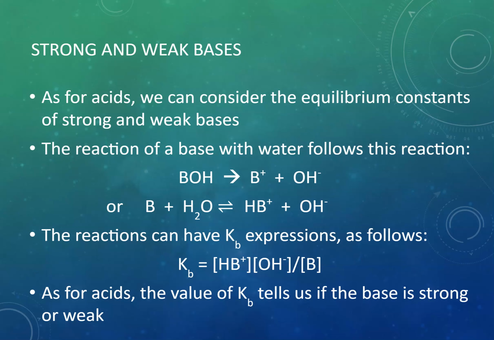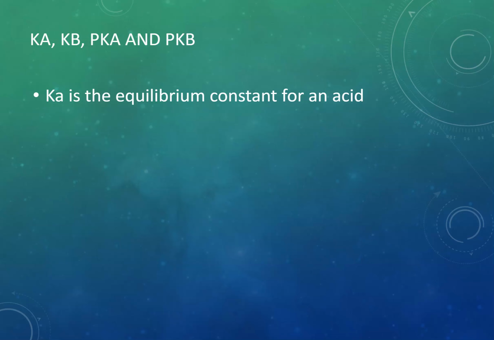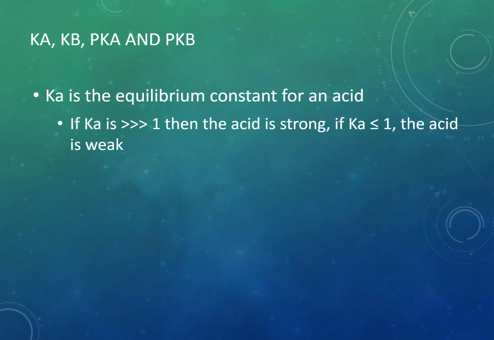Now, if we tie the information about Ka and Kb together with what we know about weak acids and conjugate bases, or weak bases and conjugate acids, then actually there's a lot of things we can put together. Now, just a quick word on notation first. Okay, so Ka is the equilibrium constant for an acid and Kb is for a base.